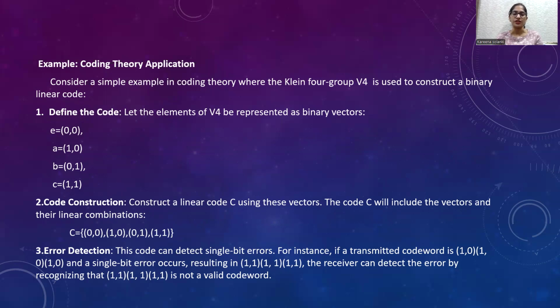The third one is error detection. This code can detect single bit errors. For instance, if a transmitted code word is 1, 0, 1, 0, 1, 0, and a single bit error occurs resulting in 1, 1, 1, 1, 1, 1, the receiver can detect the error by recognizing that 1, 1, 1, 1, 1, 1 is not a valid code word.